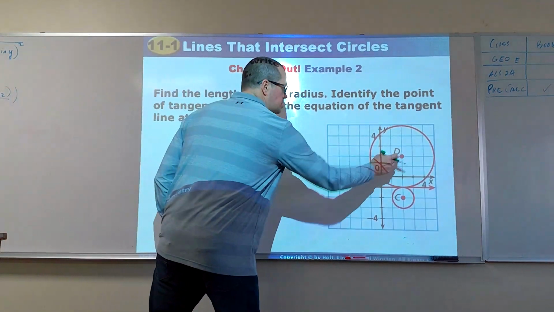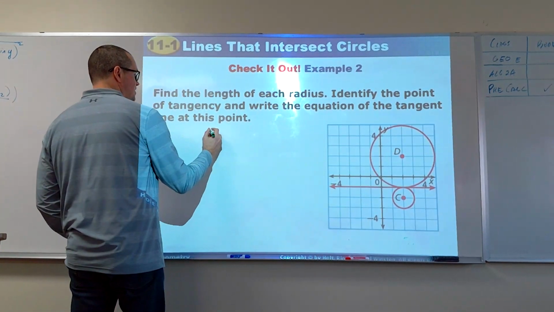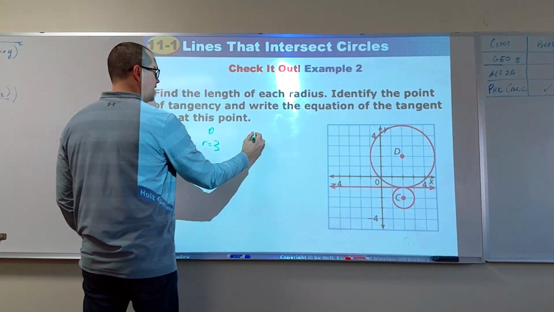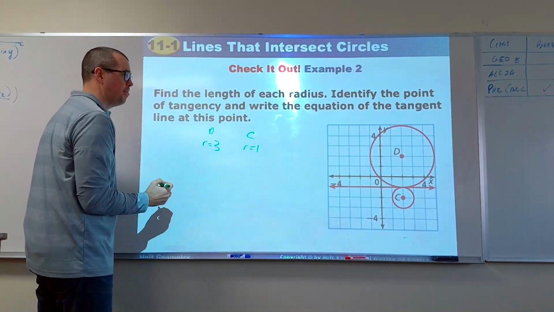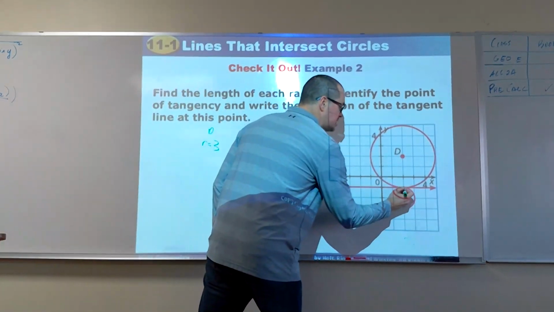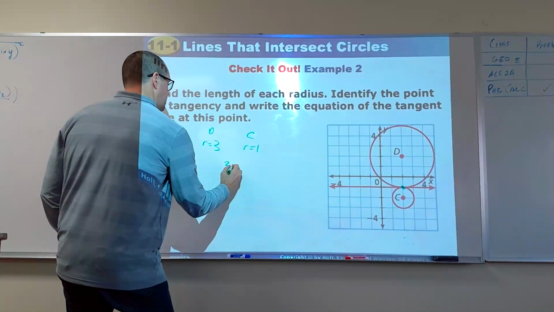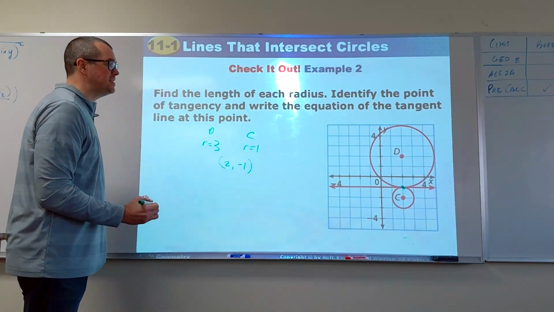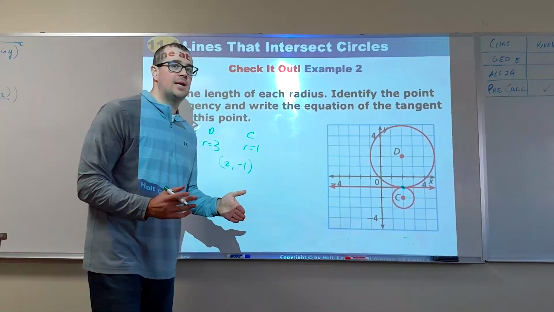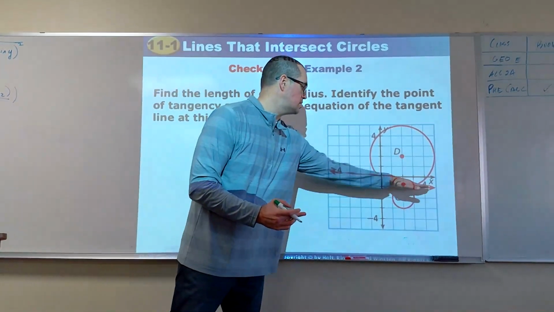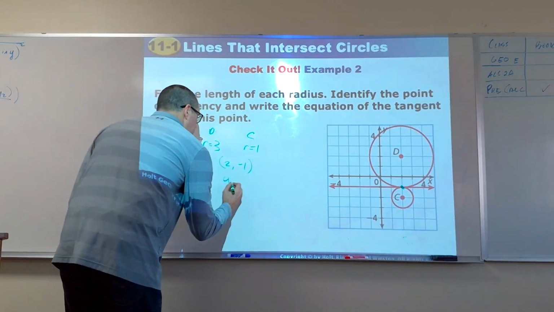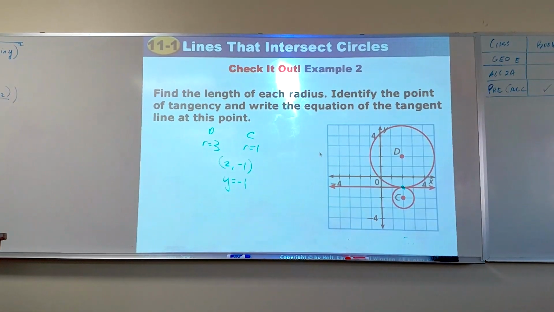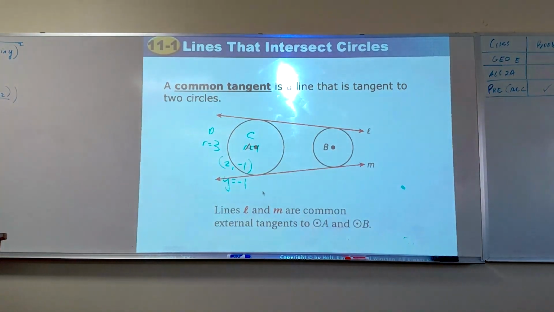Well, we've got 2 circles here. We've got D. The radius of D is 3. The radius of C is 1. Okay? The point of tangency is right here. It's where they touch. That would be at 2, -1. The line of tangency, they're always only going to be either horizontal or vertical. Well, this is a horizontal line, so the line of tangency is y equals -1.